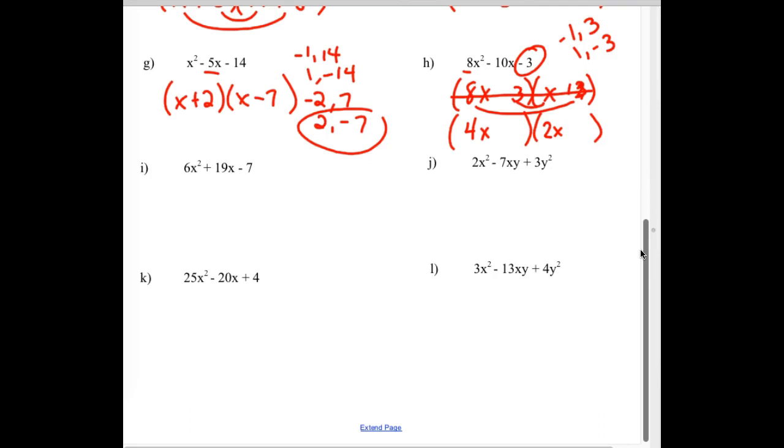I've got a 4x and a 2x. I can try putting the 3 here and the 1 here, or I can flip-flop those. So checking this way, we have one of them having to be negative. Our middle term here would be 6. Outside would be 4x. That would get me the 10x, but remember one of them has to be negative to make that negative 3. So that's not going to work.